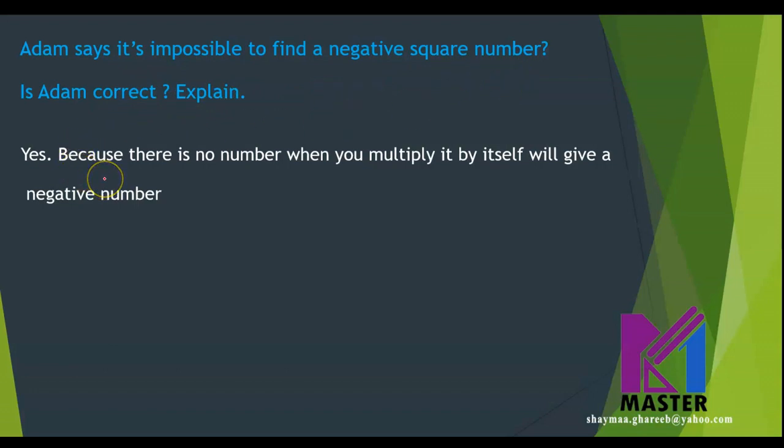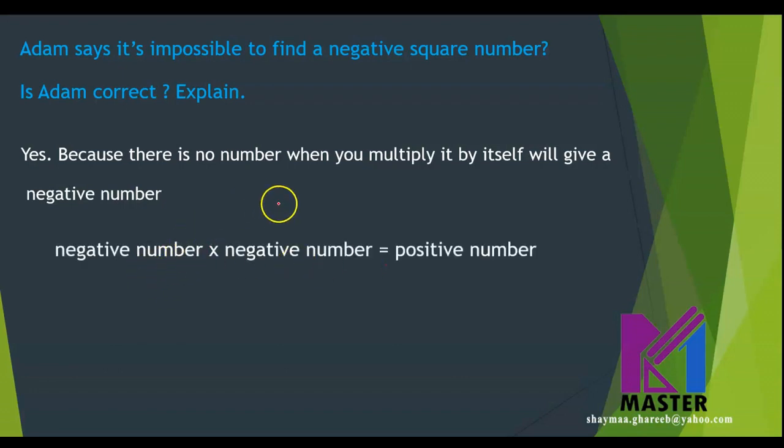So why? What is the reason for that? Because there is no number that, when you multiply it by itself, will give a negative number. So do you know any number that, when you multiply it by itself, gives you a negative number? Of course not, because we know that any negative number multiplied by another negative number will give us a positive number. So there is no number that, when you multiply it by itself, will give you a negative number.